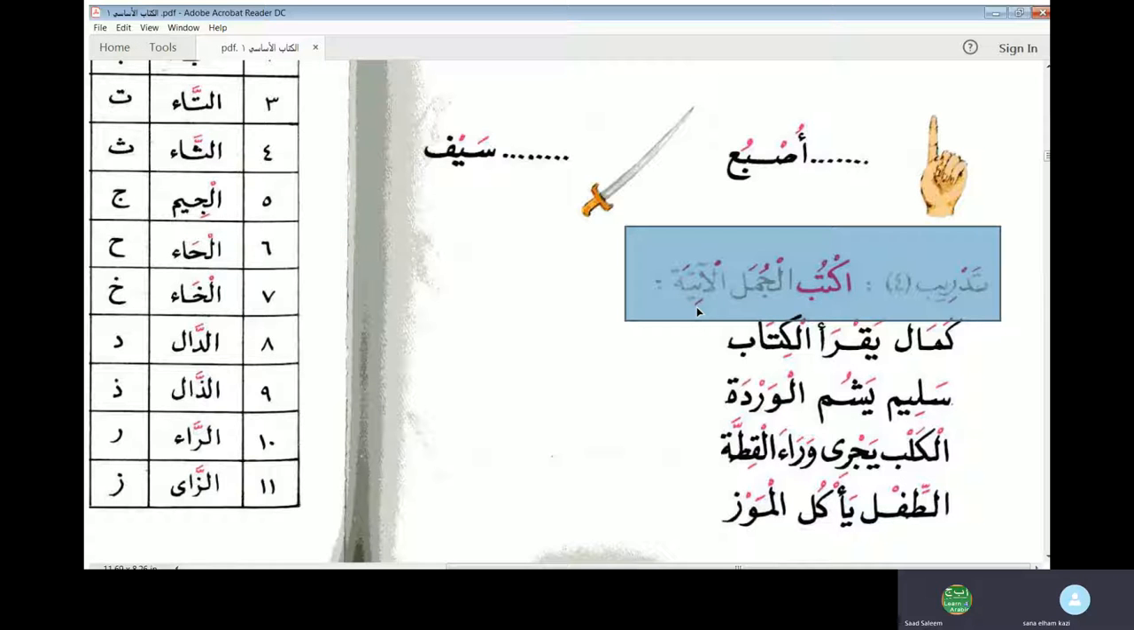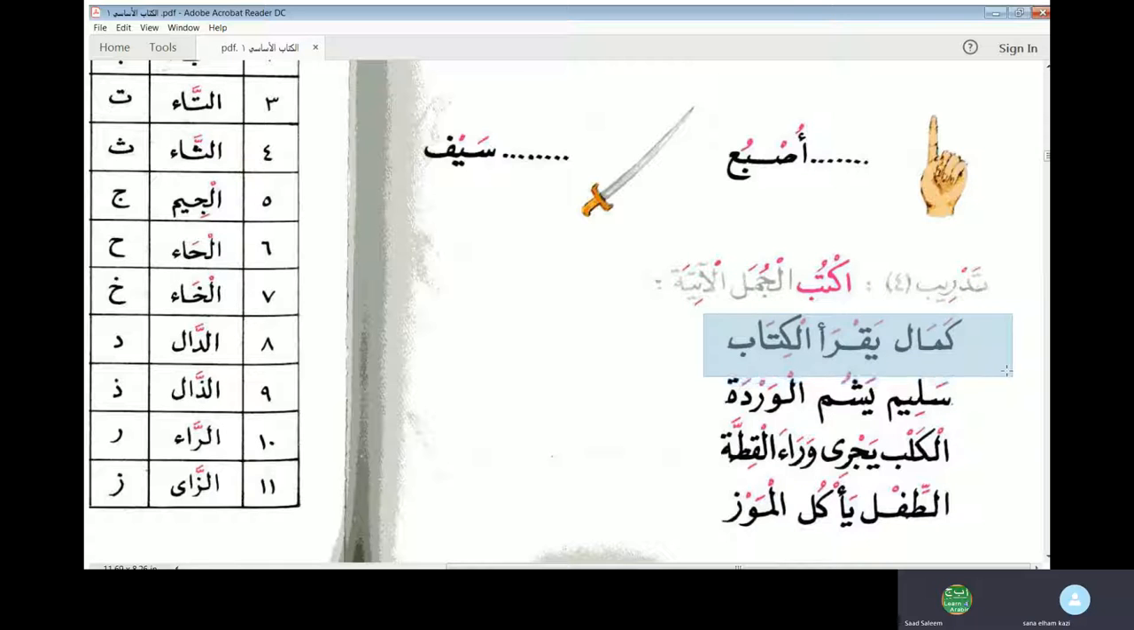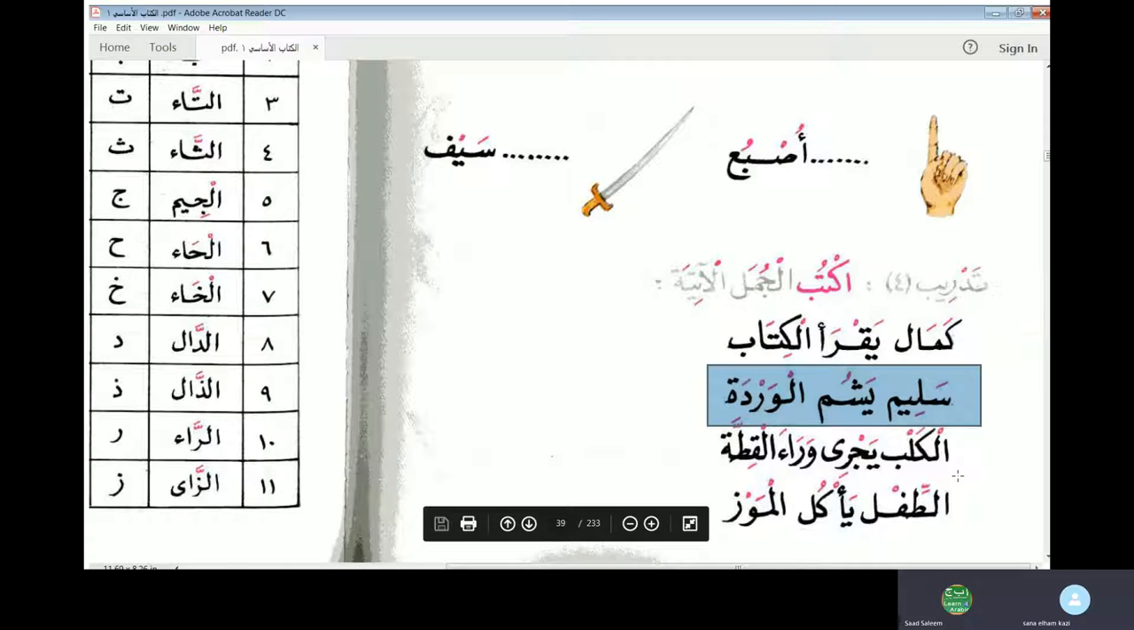Exercise four: write the following sentences. Kamal yaqra' al-kitab, Kamal is reading the book. Salim yashummu al-warda. Salim is smelling the rose.